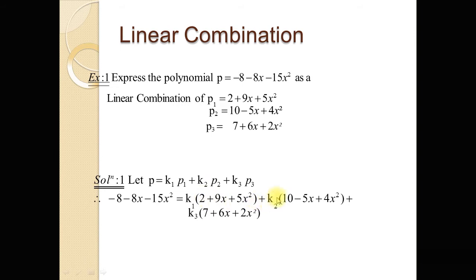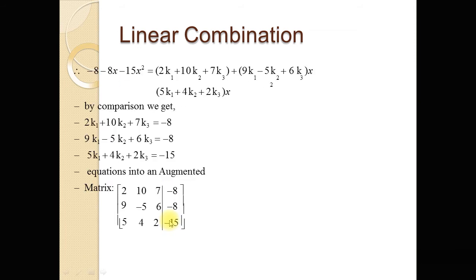Now, multiplying k1 to the first polynomial, k2 to the second polynomial, and k3 to the third polynomial, we compare the constant terms, the coefficients of x, and the coefficients of x square. The constant terms give 2k1 plus 10k2 plus 7k3, which will be equal to minus 8. Similarly, the coefficient of x gives 9k1 minus 5k2 plus 6k3 equal to minus 8, and the coefficient of x square gives 5k1 plus 4k2 plus 2k3 equal to minus 15.